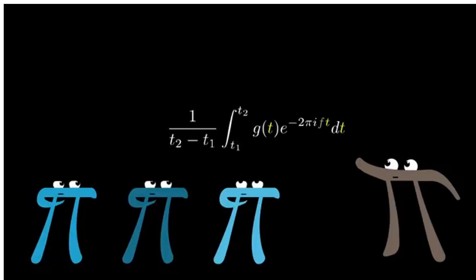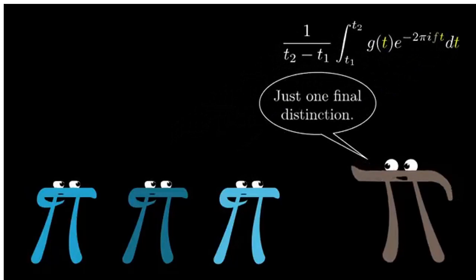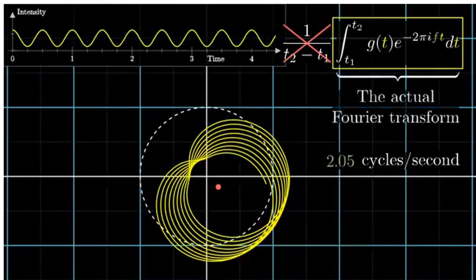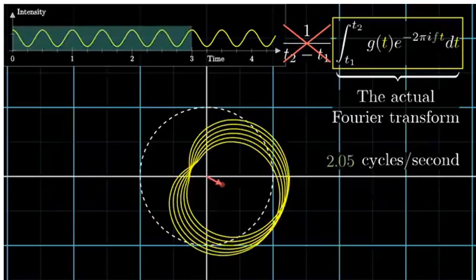And now there is only one final distinction to point out between this and the actual honest-to-goodness Fourier transform. Namely, just don't divide out by the time interval. The Fourier transform is just the integral part of this. What that means is that instead of looking at the center of mass, you would scale it up by some amount. If the portion of the original graph you were using spanned 3 seconds, you would multiply the center of mass by 3.